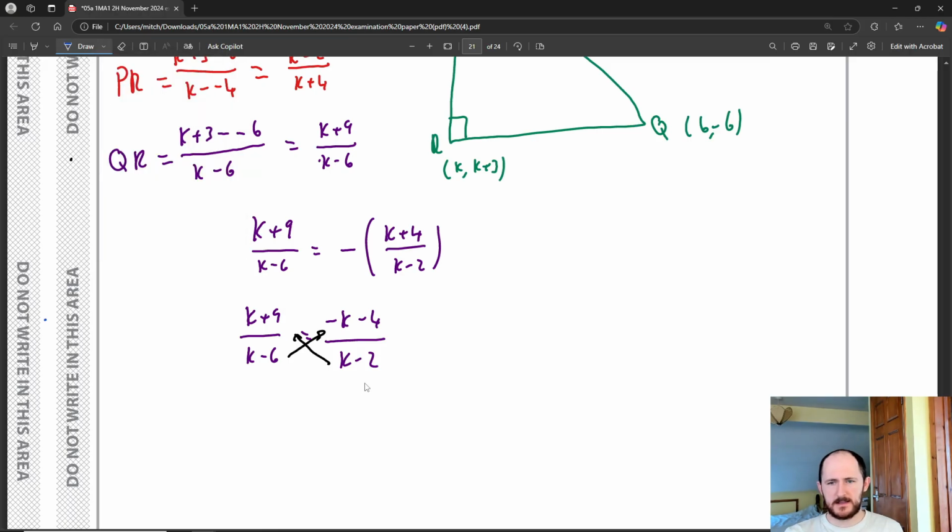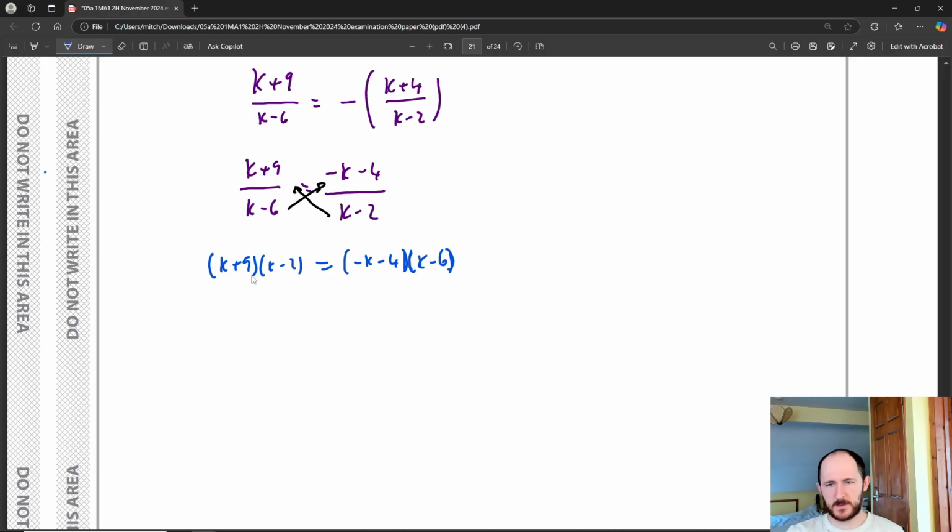So we get k plus 9, k minus 2 equals minus k minus 4, k minus 6. Trying to make this, there's a curve there. K times k is k squared. And then we have plus 9k minus 2k, so that's 7k. Then minus 14 equals minus k squared. Then we have plus 6k minus 4k, so that's 2k. Then we have plus 24.